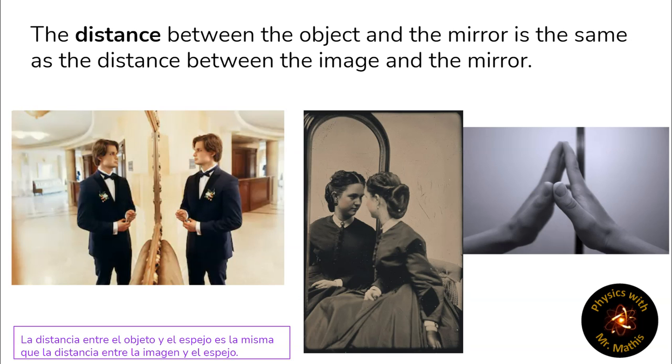The distance between the object in front of the mirror and the image behind the mirror is the same on both sides. If the object is far from the mirror, the image will appear far from the mirror. If the object is close to the mirror, the image will appear close to the mirror.